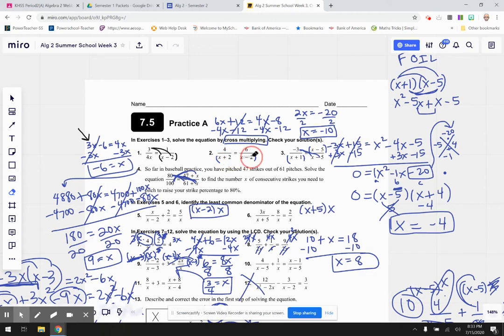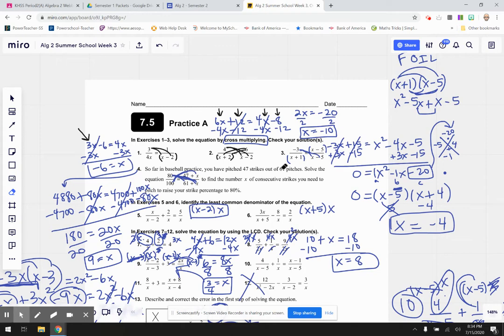The second one here, you've got to do 2 distributive properties. So you've got to distribute the 6 times the x plus 2. So 6 times x and 6 times 2. That's how I got the 6x plus 12 up here. Okay, and then I got to take the 4 times the x and the 4 times the negative 2. That's the 4x minus the 8.